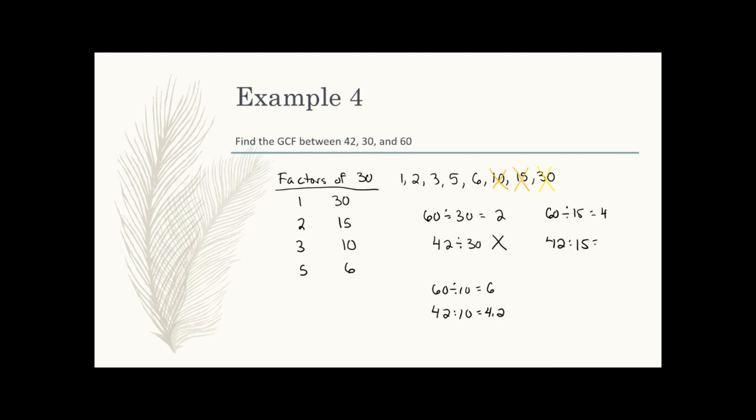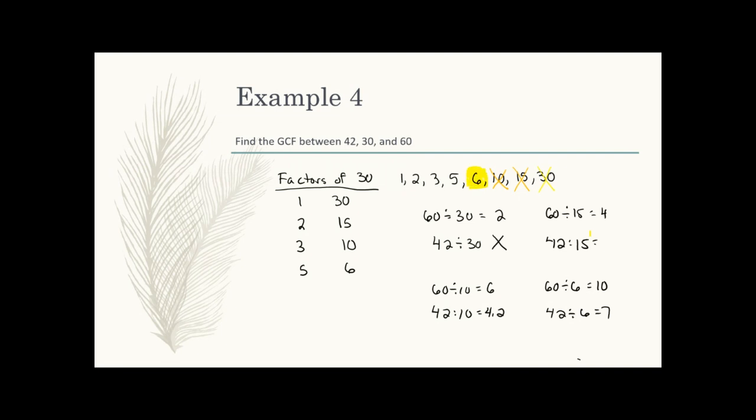The next number to try is 6. So I try, okay, 60 divided by 6, well, that comes out to 10. 42 divided by 6 comes out to 7. So that is the biggest number in common here that divides into 60 and 42. And we already know it also divides into 30 because we're only choosing numbers that divide into 30. So that means our greatest common factor is, once again, 6.